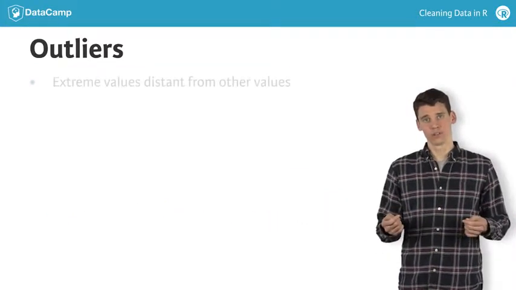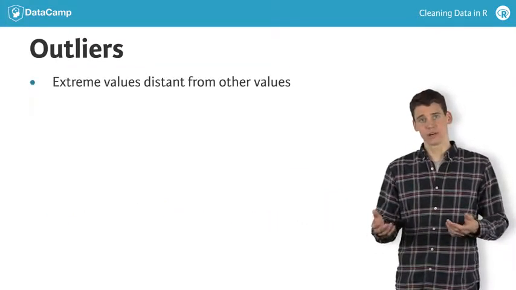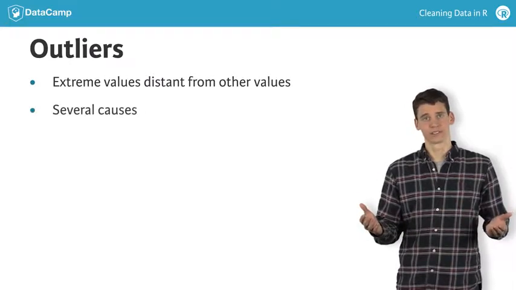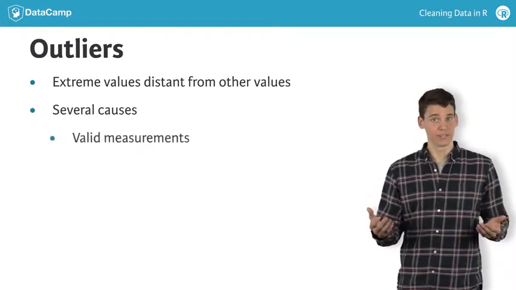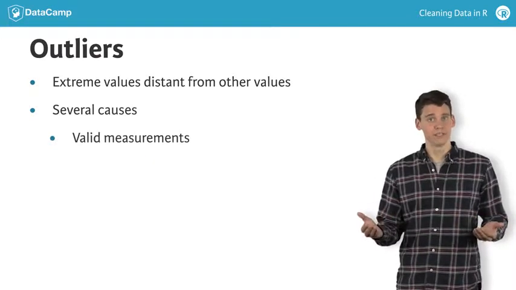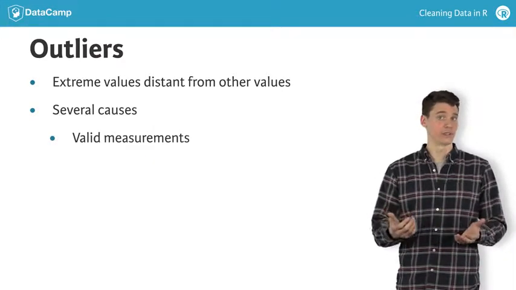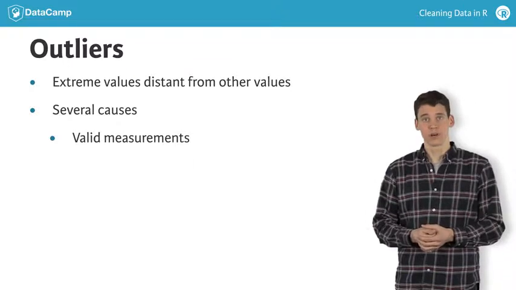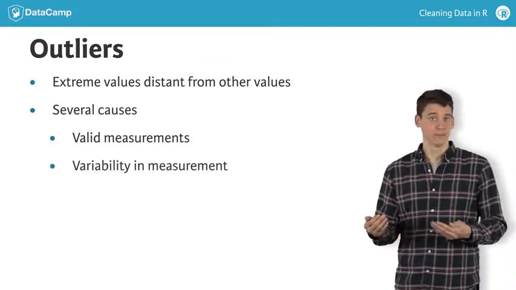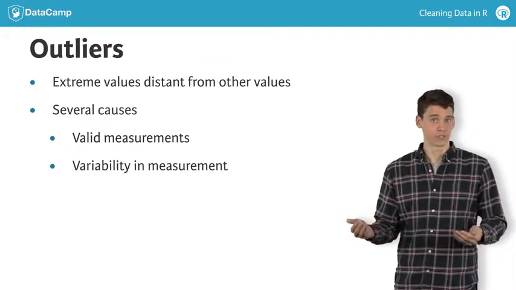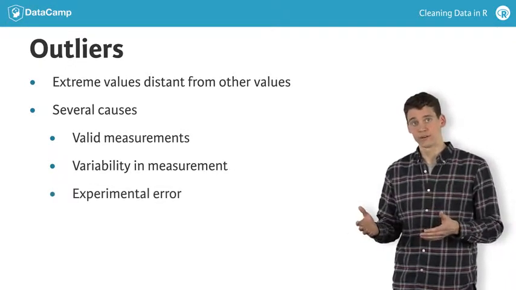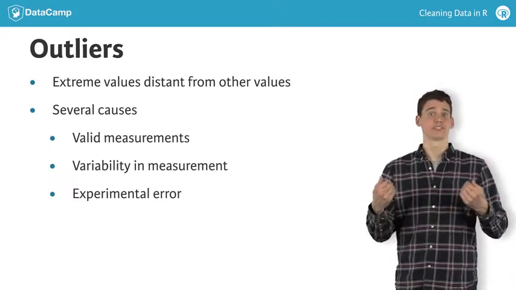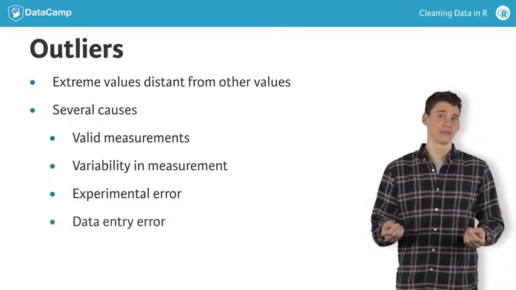In the real world, outliers may be caused by a number of different things. They may represent extreme but perfectly valid measurements, such as a human being who is more than 100 years old. They could be caused by variability in measurement due to imperfect equipment. They could be caused by experimental error, or even something as simple as a mistake when entering data into a computer spreadsheet.